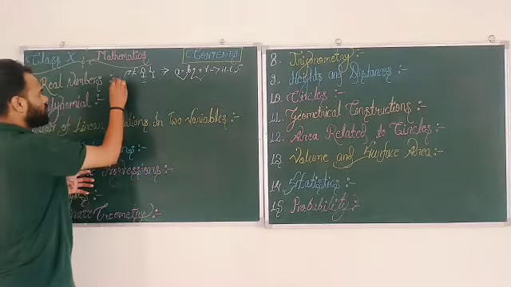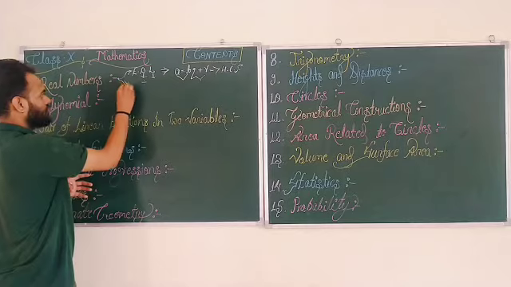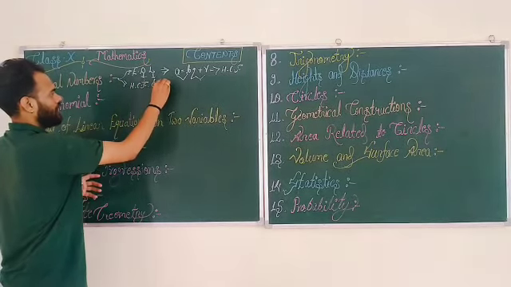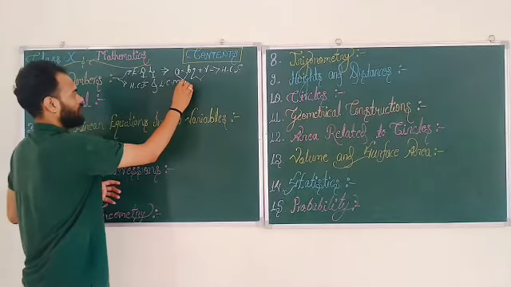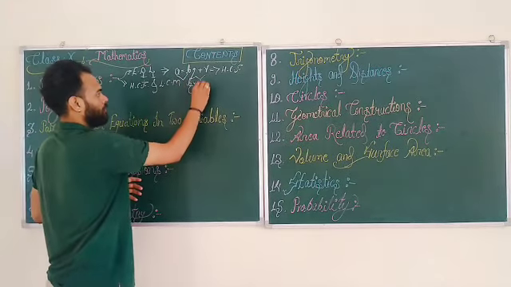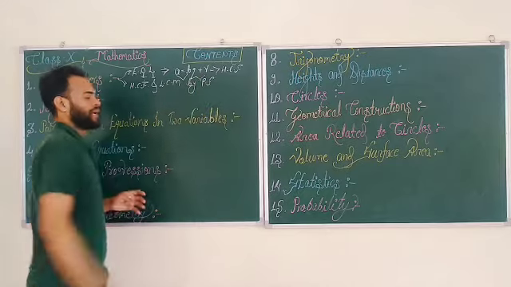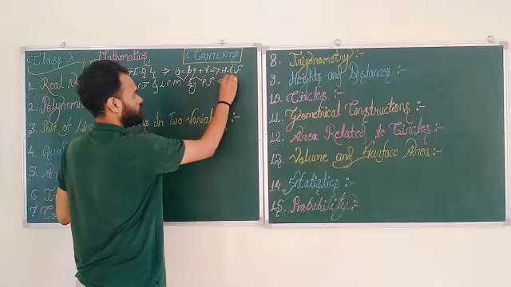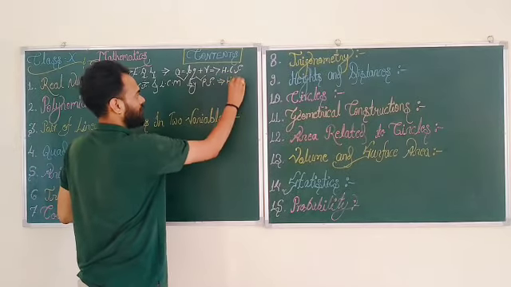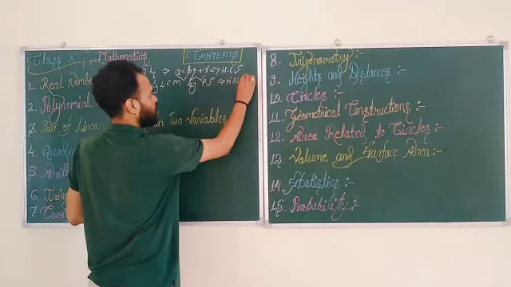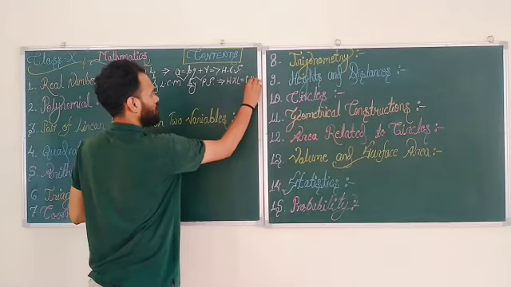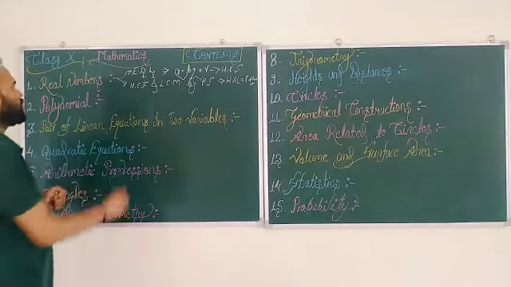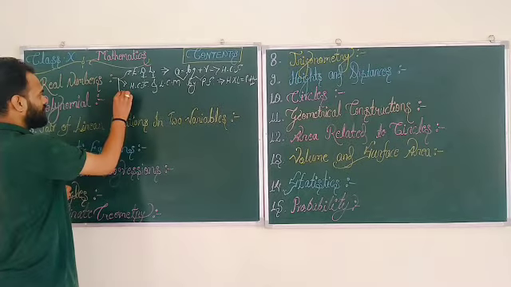In this chapter we will also study HCF and LCM. We find the HCF and LCM by the prime factorization method, and we also use one formula: the product of the HCF and LCM is equal to the product of the two numbers. This relation we also study under this chapter, and we also study about irrational numbers.